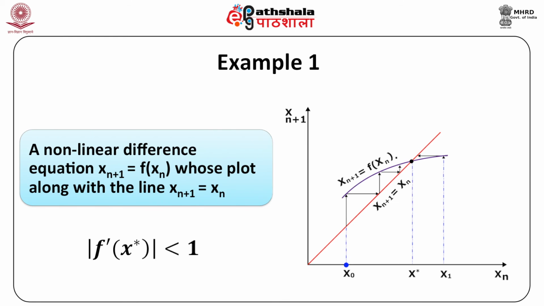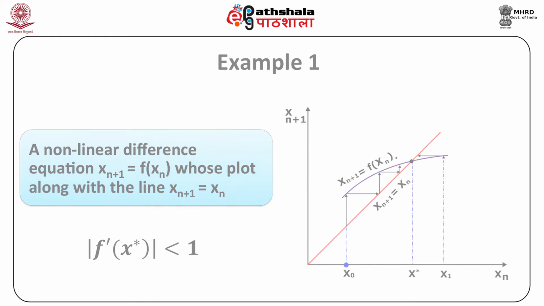Example 1. We consider a non-linear difference equation x_{n+1} = f(x_n), whose plot along with the line x_{n+1} = x_n is shown by the following figure. Here |f'(x*)| is less than 1. Since the path traced vertically and horizontally from the arbitrary values x_0 and x_1 converges to the point x*, therefore x* is an asymptotically stable fixed point.